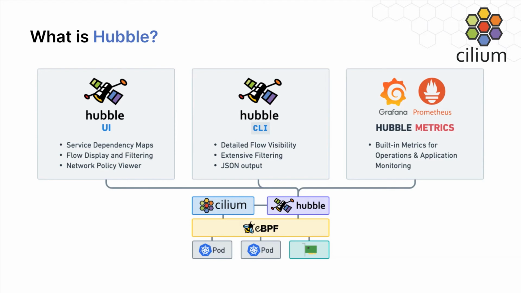So Hubble operates against Cilium. Cilium runs as a daemon set on each node, and the Hubble Relay will collect data from the nodes and expose it either to the Hubble UI component, or through the API with the Hubble CLI, or through Prometheus to Grafana to create and get metrics and to see dashboards on how things are performing in your cluster.